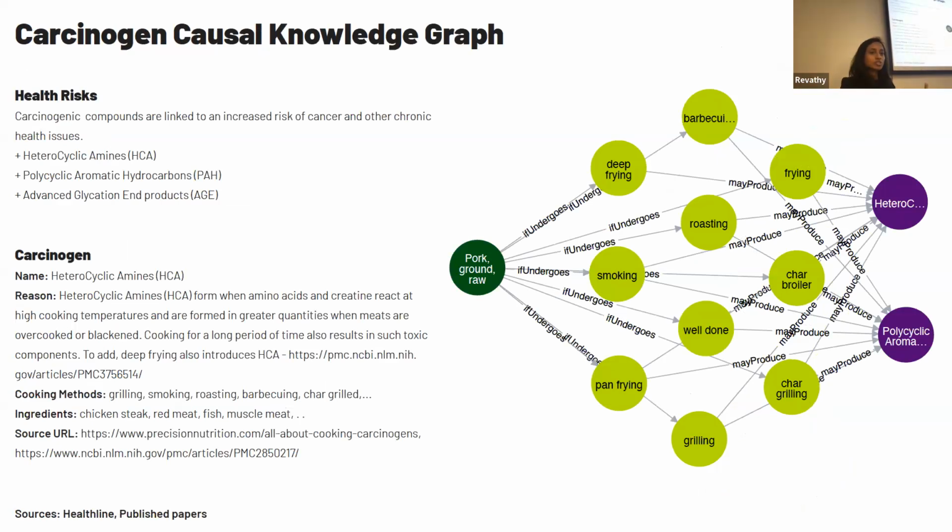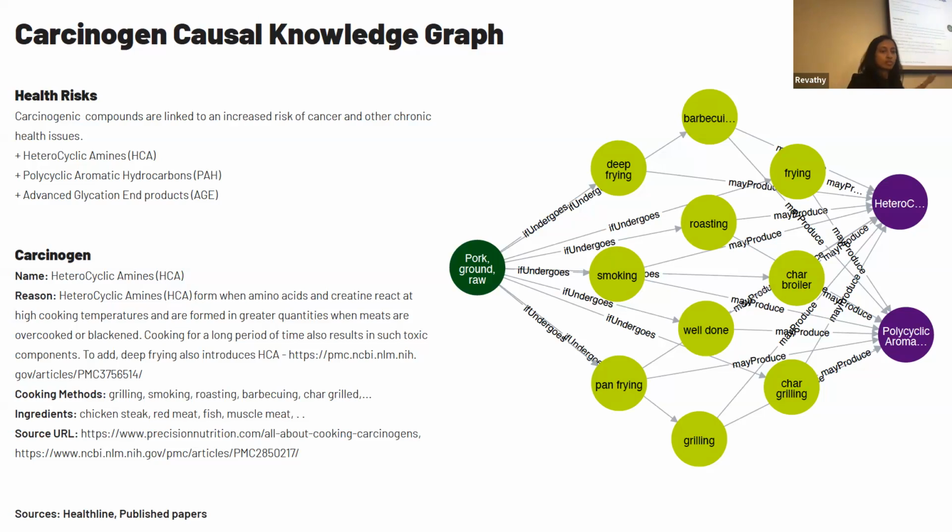So bringing the ingredients and cooking methods together, we constructed a carcinogen causal knowledge graph. Here, we looked into several literatures and found that when an ingredient undergoes a certain set of cooking methods, it results in the formation of carcinogenic compounds, meaning cancer-causing compounds. Though they are produced in traces, frequent consumption could be detrimental for health. We focused on three: heterocyclic amines, polyaromatic hydrocarbons, and also advanced glycation end products.